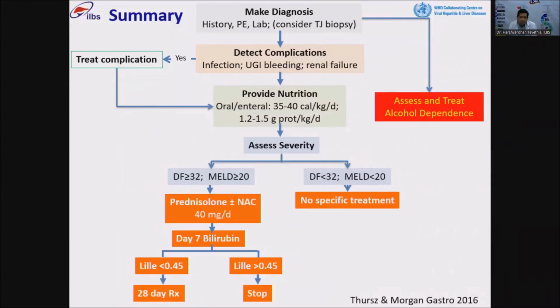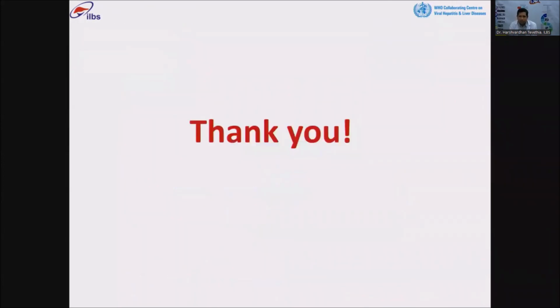But if at day 7, the LILLE score is more than 0.45, you need to stop this therapy and then possibly refer the patient for transplant or other alternate therapies, even though transplant remains the gold standard in these group of patients. Thank you.